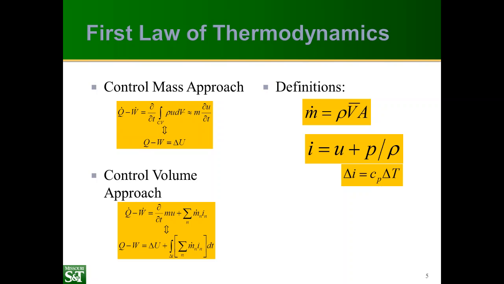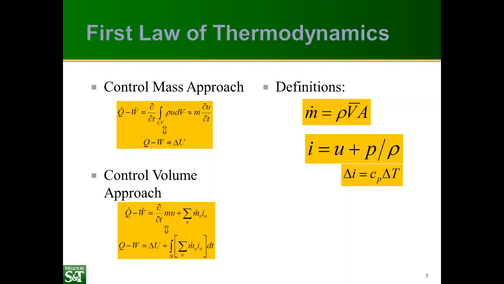I want to make a note here. In the textbook, they use the variable H for enthalpy, and that's what you typically see in thermodynamics textbooks as well. However, in this class, we're going to use I for enthalpy instead. The reason I want to do that is because we're going to use H for heat transfer coefficient throughout most of the class, and I want to avoid confusion between enthalpy and heat transfer coefficient. So enthalpy will be I, heat transfer coefficient will be H.